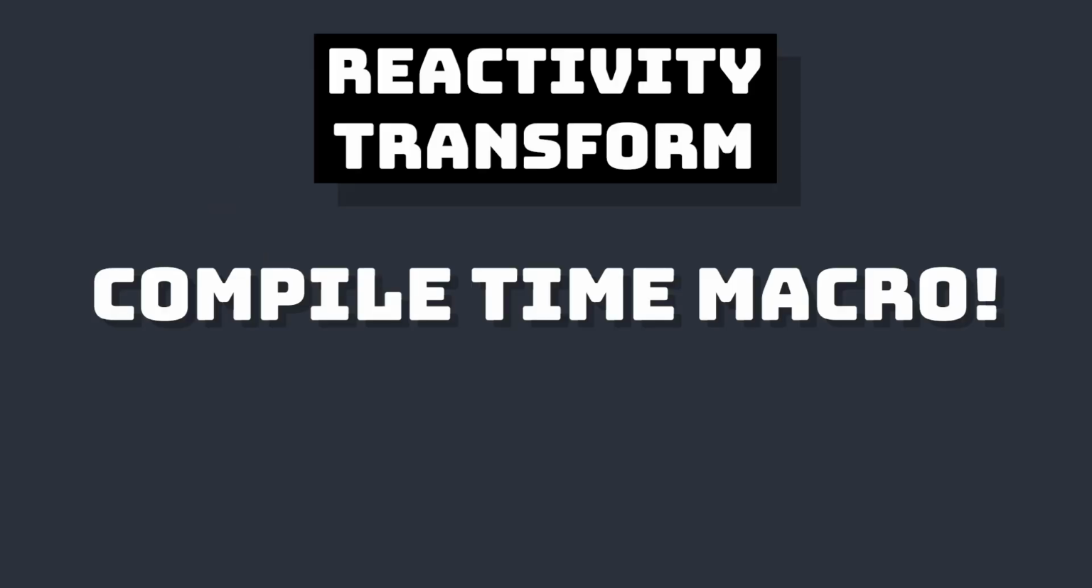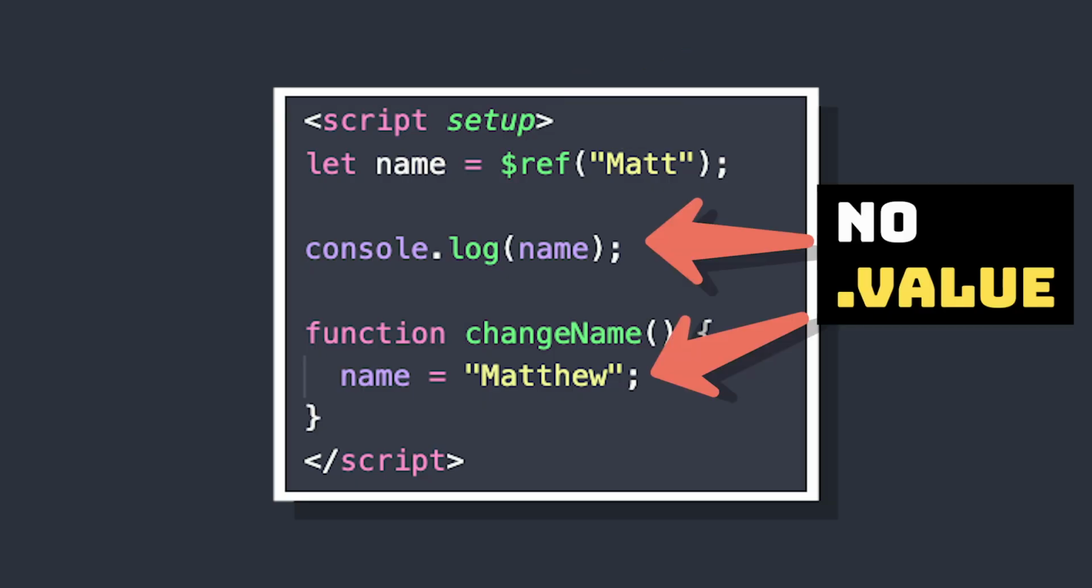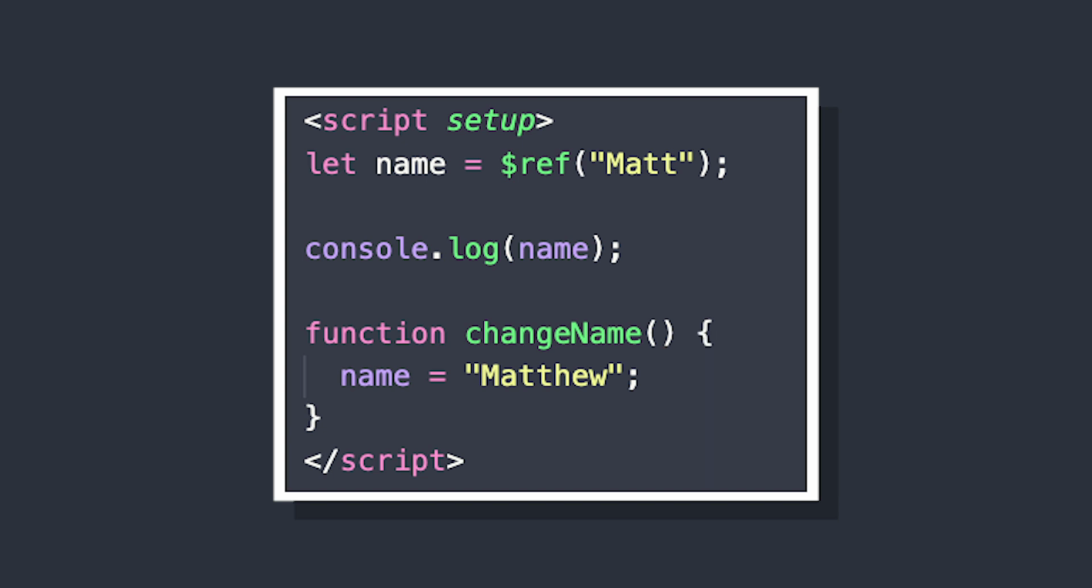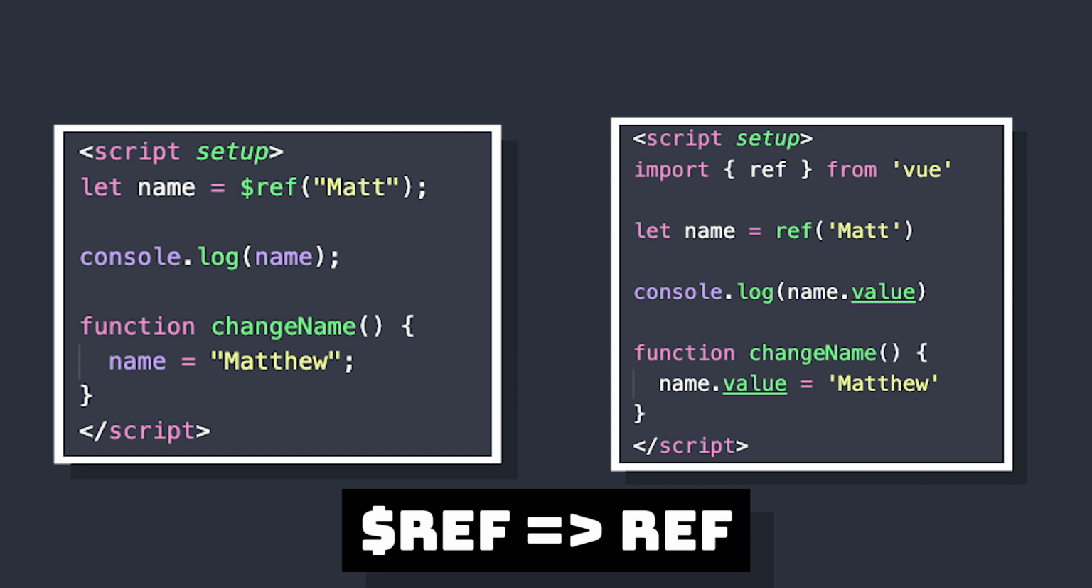It's a compile time transform that allows us to write code like this, where we define ref with this dollar sign, and then we don't need .value anywhere. And since this is a compile time macro, Vue treats this as a compiler hint to treat name as a reactive variable, and it will compile to this code.